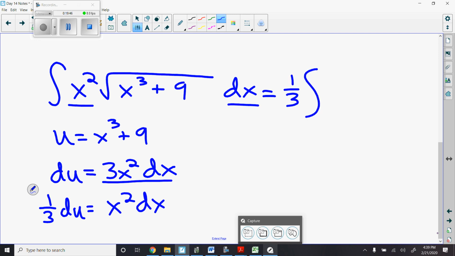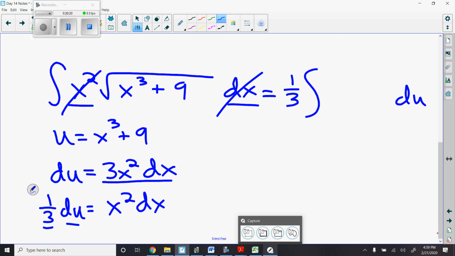I put my 1/3 in the front, and I put my du at the back. Because we know from integration rules, if we're integrating a constant times a function, we can always put that constant out front. I want you to just get in the habit of always doing that. Now that 1/3 du is accounting for the x squared and the dx. Okay? So here's what I have left.